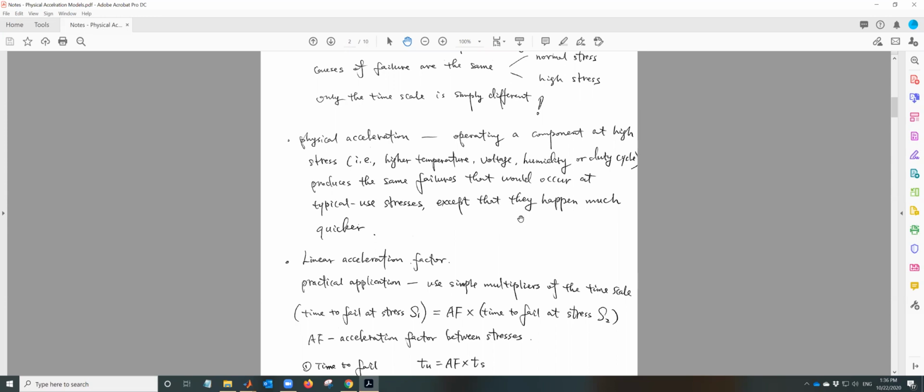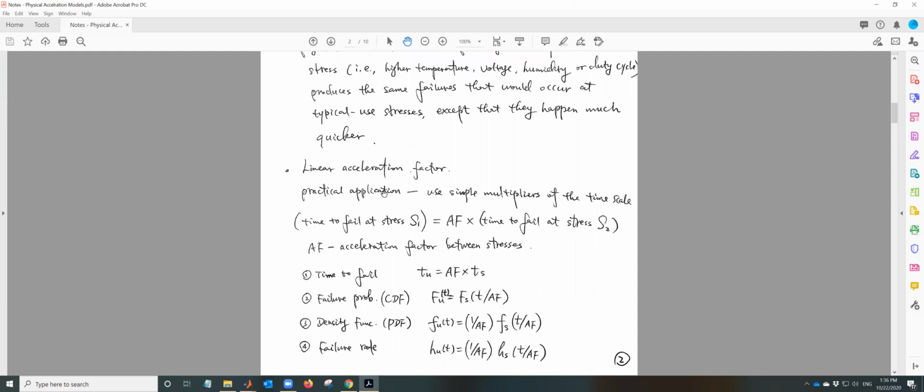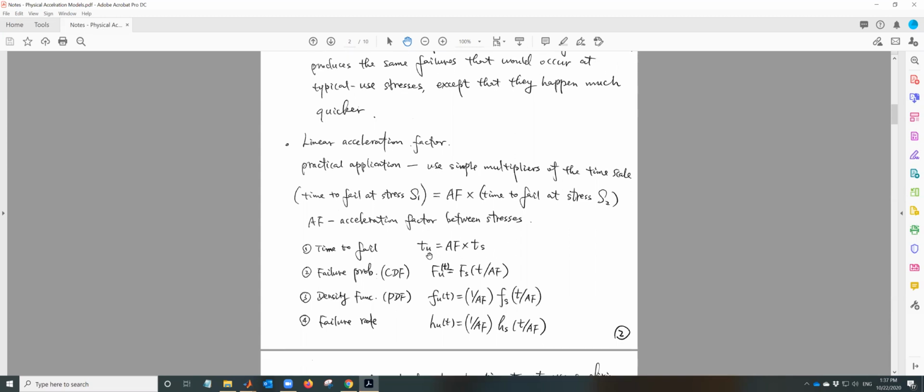The first model we can consider is a linear acceleration model, or a linear acceleration factor. This has practical application. It uses simple multipliers of the time scale. The time to fail at stress S1 equals the acceleration factor times the time to fail at stress S2. AF is the acceleration factor between stresses. So the time to fail at use condition equals the acceleration factor times the time to failure at stressed condition.